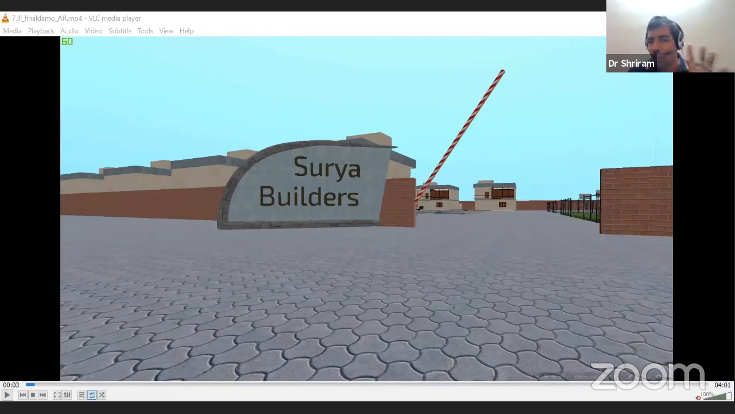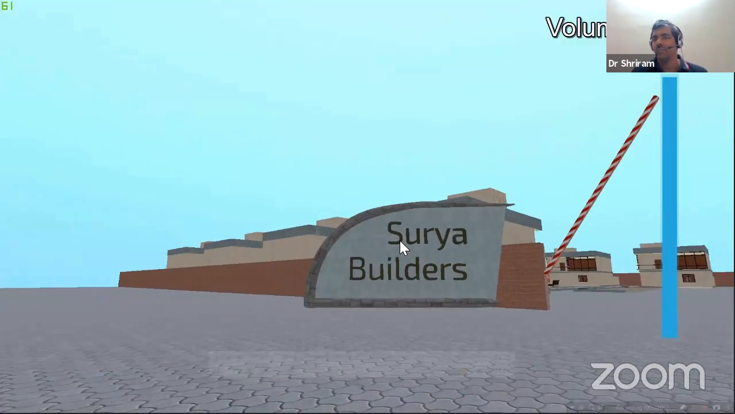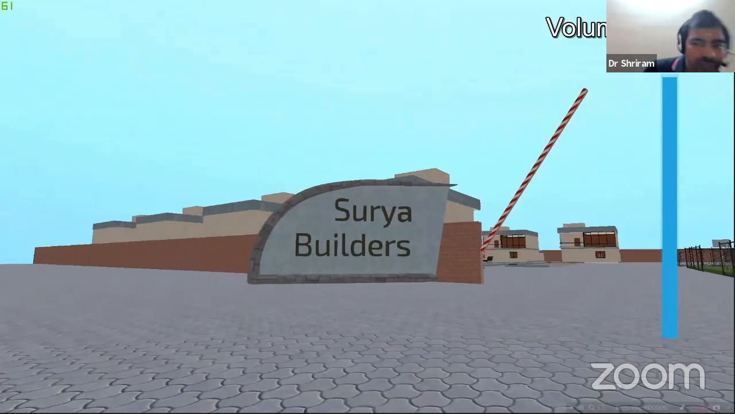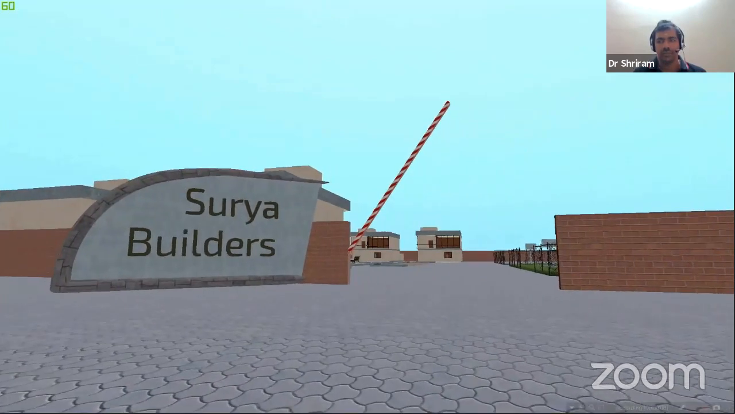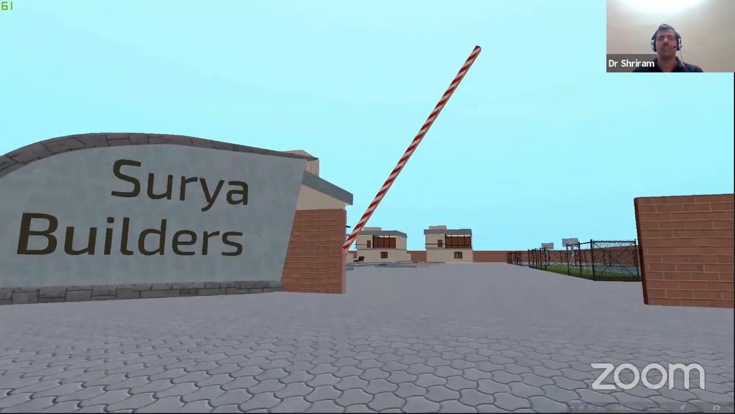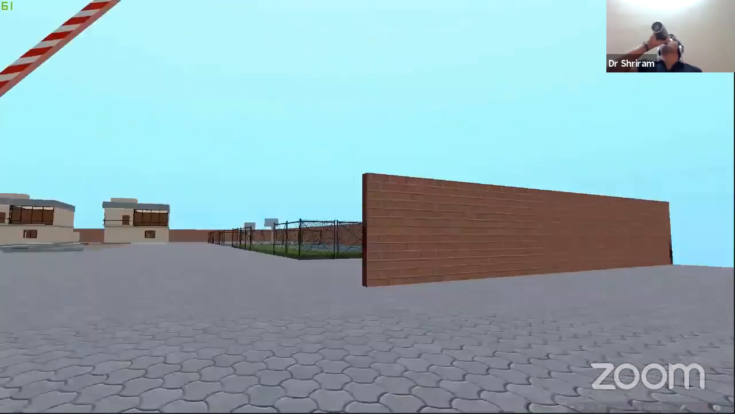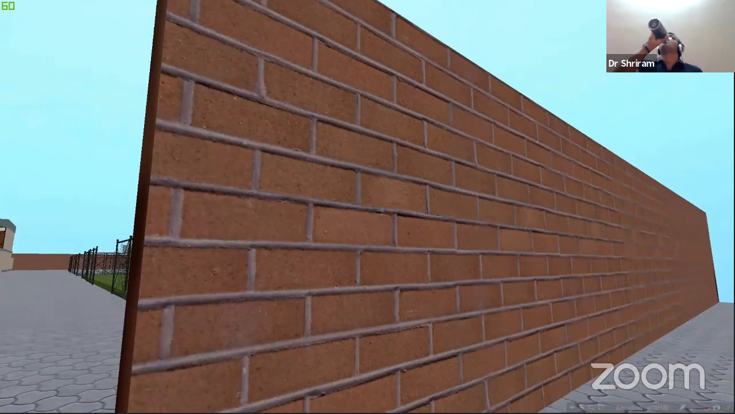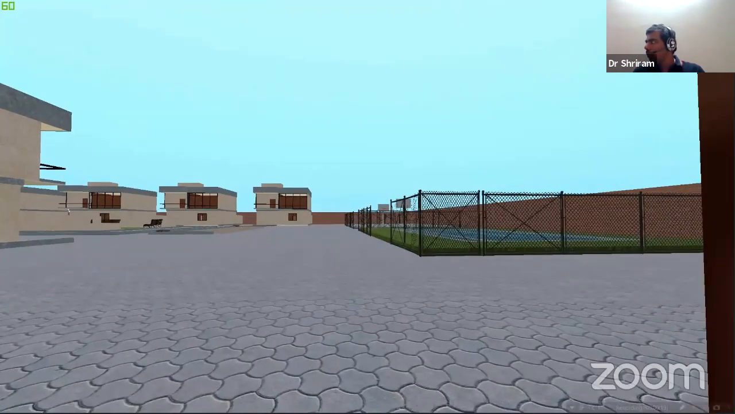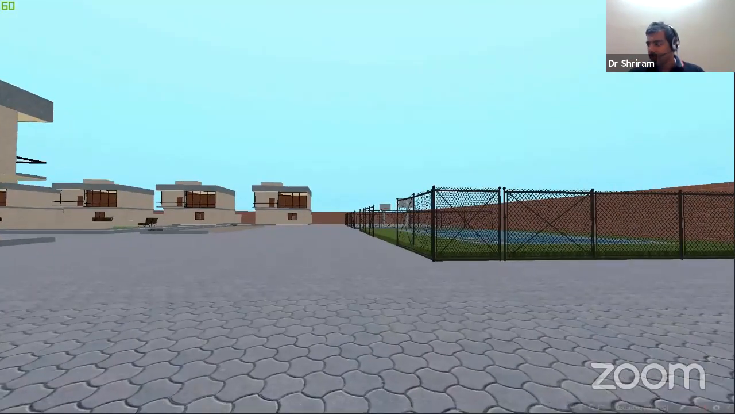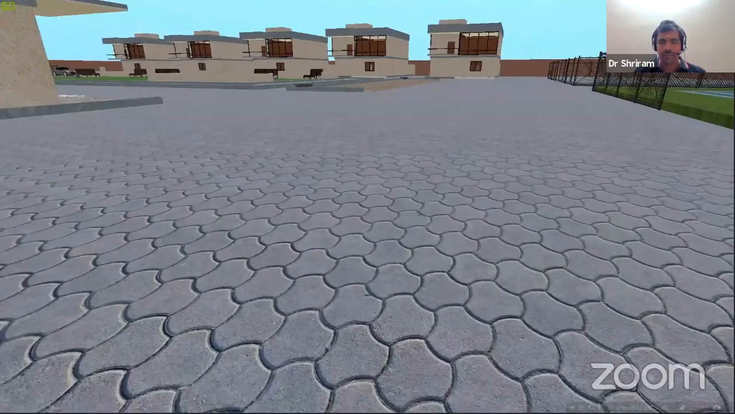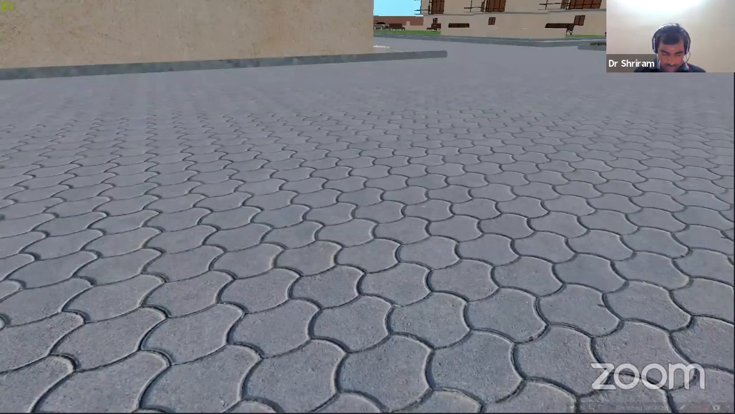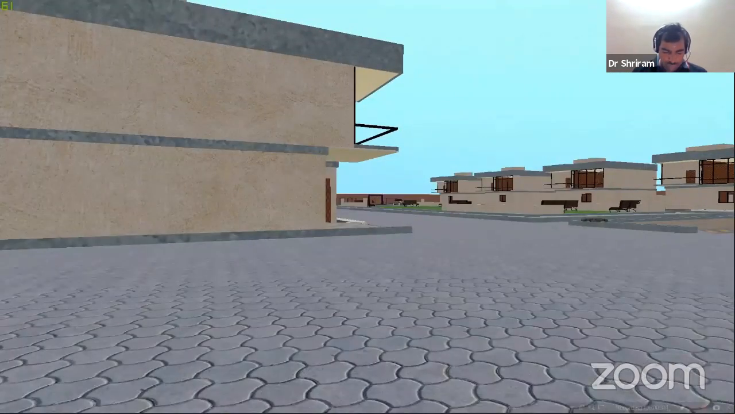This is the villa that we designed for demonstration purposes, and I hope you definitely like it. This is our system that we have built with virtual reality. Surya Builders is shown right at the entry for the visitor, the likely customer who is visiting our community. This is a gated community, and you can see the way we have designed the compound walls. The bricks are also designed so nicely and so realistic. Now the walking tracks are shown for you. All these are very good, very realistic, and the customer would certainly like to walk in this virtual reality experience.